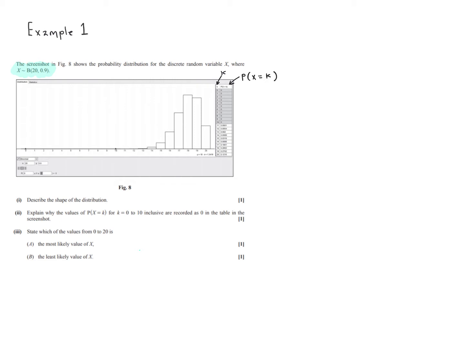So P(x = k). Now, first of all, we need to describe the shape of the distribution. I always like to draw in the shape like that. You can see that the bulk of the data is on the right-hand side and the tail points towards the negative direction. So this is what we would describe as negative skew. It's always the direction of the tail that tells you about the skew.